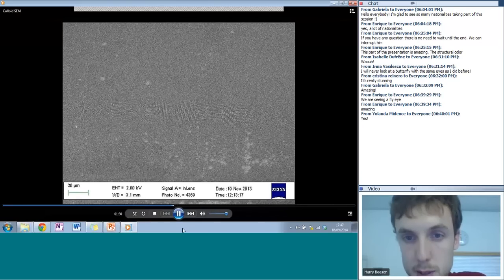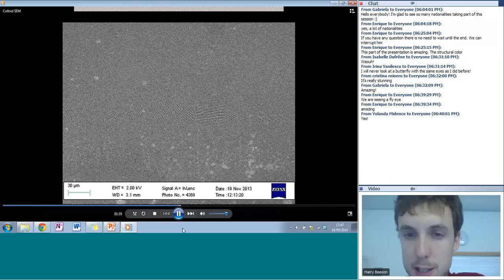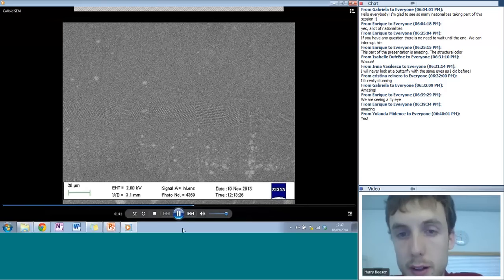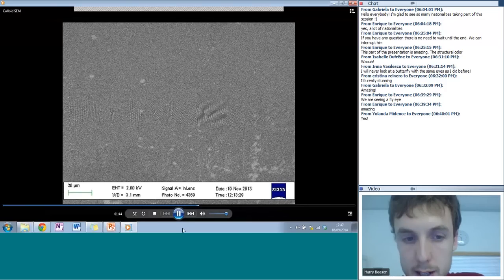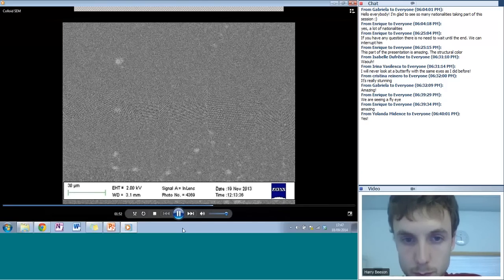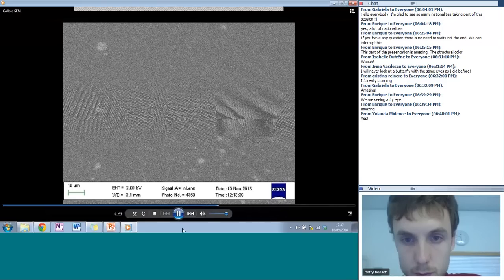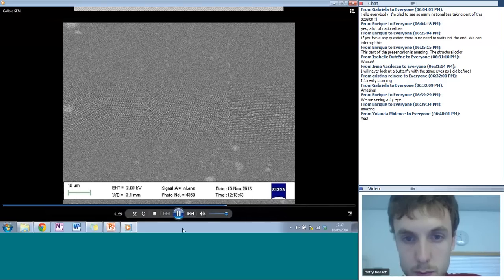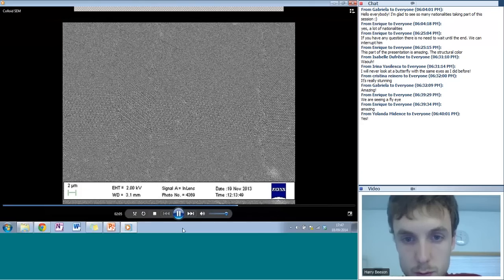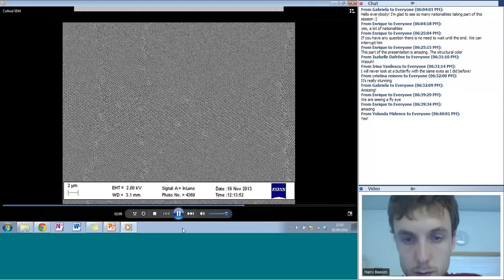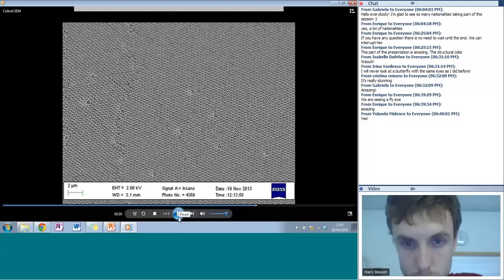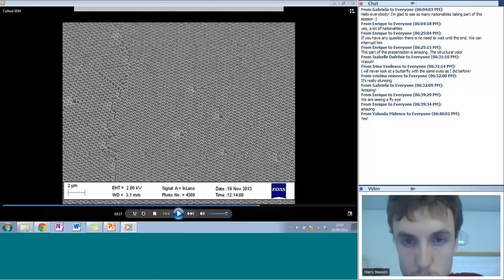You should hopefully start to be able to see these striped patterns appearing, and that's because of the interference almost from the periodic array of the polystyrene spheres. But we're still at a very zoomed out scale. So as we zoom in further, you should be able to see the individual spheres.